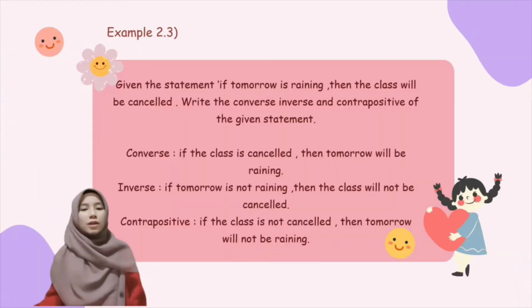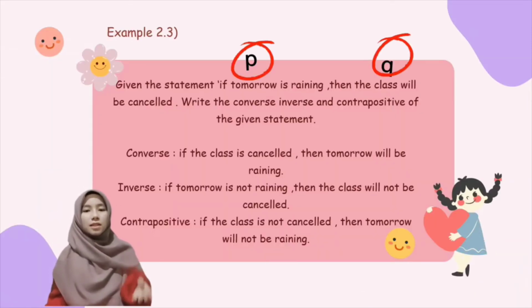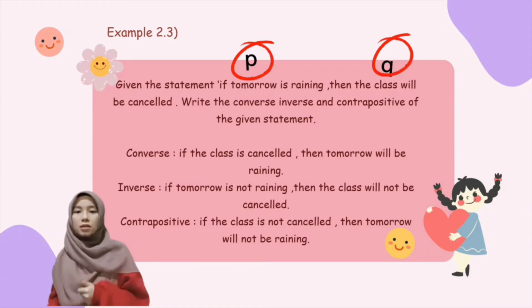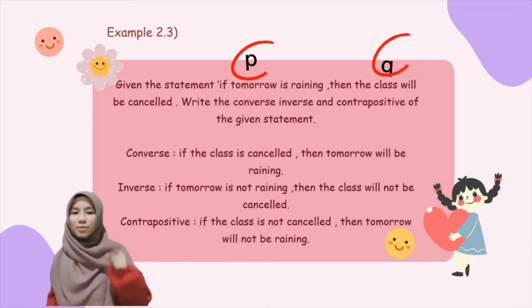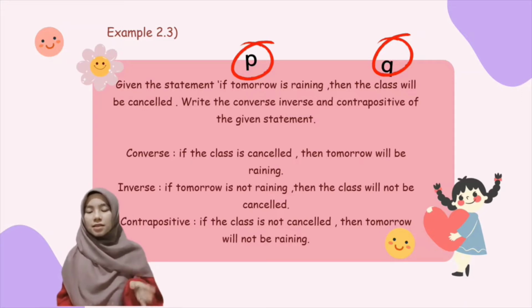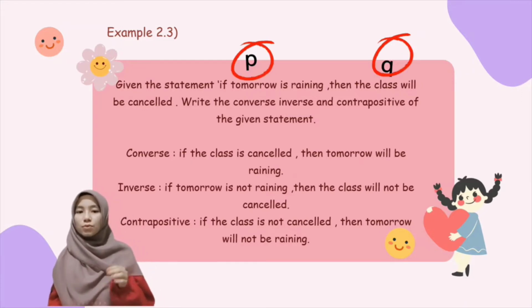We will take a look at example 2.3. For this example, the question said that given the statement, if tomorrow is raining, then the class will be cancelled. Write the converse, inverse, and contrapositive for the given statement. For converse, it will be Q implication to P. Then the answer will be if class is cancelled, then tomorrow is raining.